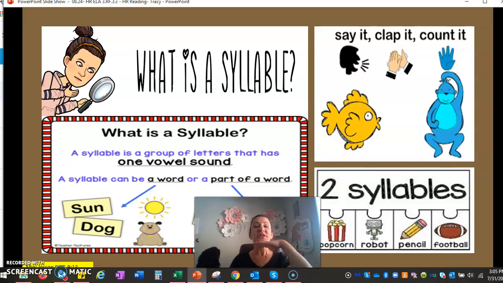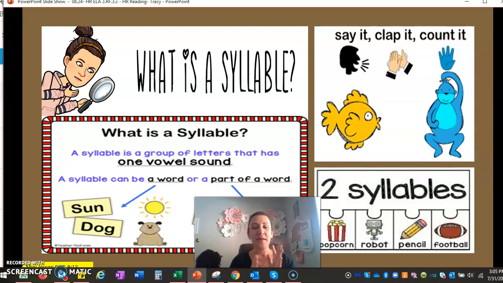All right, how about robot? Put your hand under your chin. Robot. 2 syllables. Let me use it in a sentence. The robot was making silly sounds. Okay, turn to your learning coach. Use the word robot in a sentence. I'm pretending I can hear you. I bet you did a fine job.